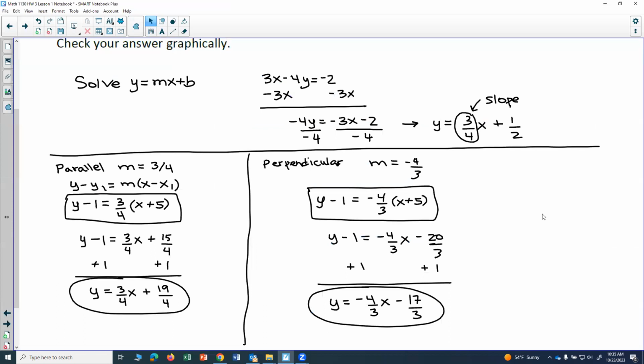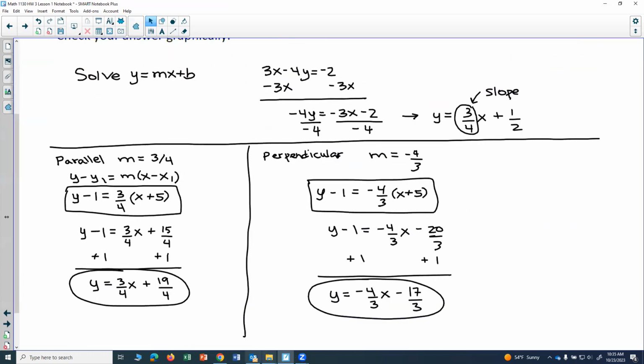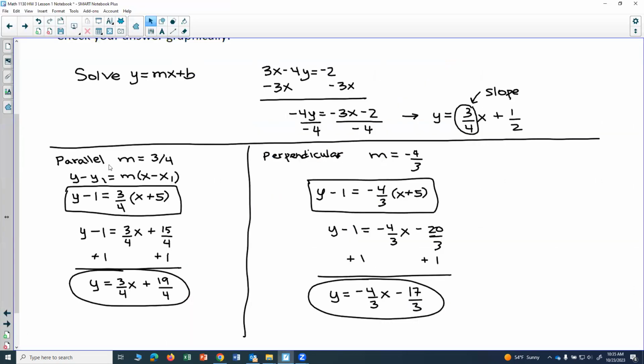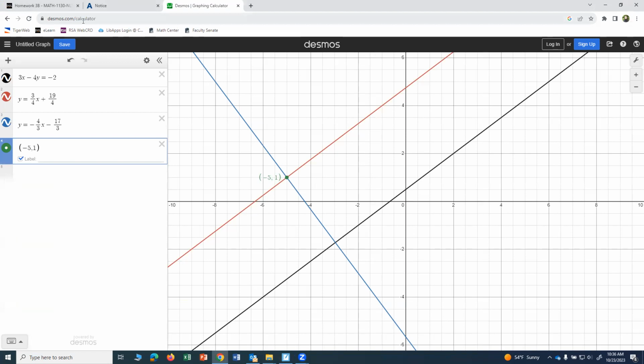Let me double check that. The point was negative 5, 1. I apologize, I had that reversed. So the point was negative 5, comma 1. And I want to label that. And you can see that both the parallel line, the red line, and the perpendicular line, the blue line, go through the correct point. So you can visually see that they have the correct slopes and they go through the correct point. So again, practice showing your work. That would be what we did here on the screen. And then when you want to check your answer graphically, you're going to go to desmos.com/calculator, put in your equations and label the point. And it's a great way to make sure that you have done everything correctly.